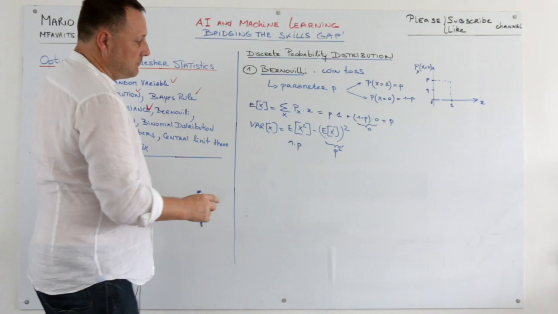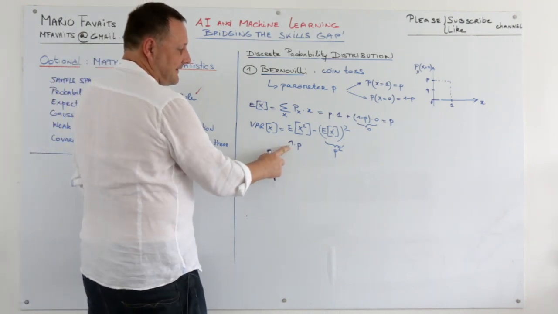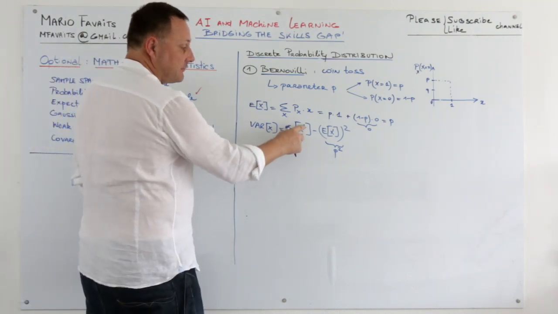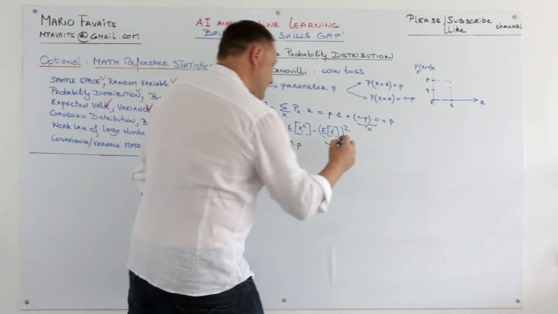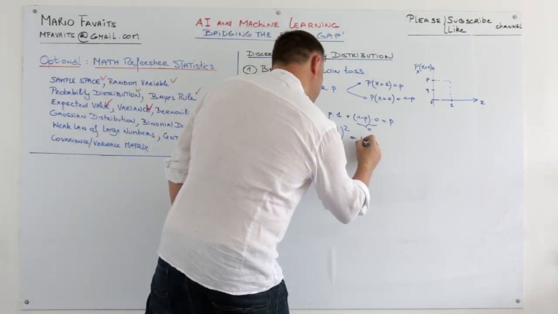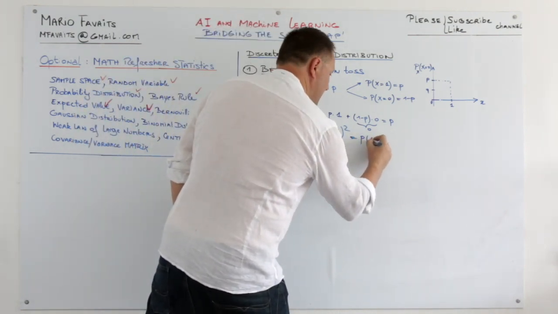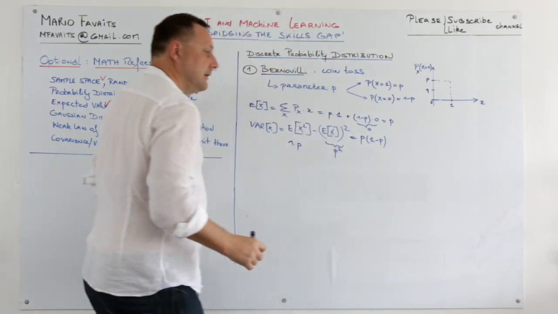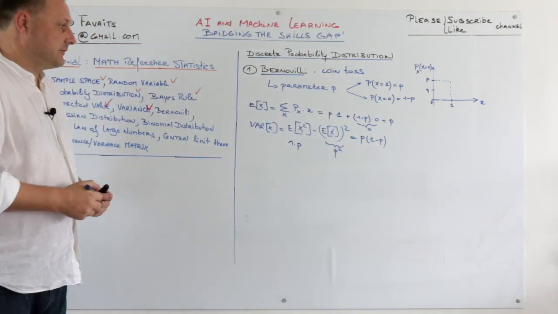The 1 comes from 1 squared, right? X is 1, 1 squared is 1. So that is p times 1 minus p. That's the variance of the Bernoulli distribution.